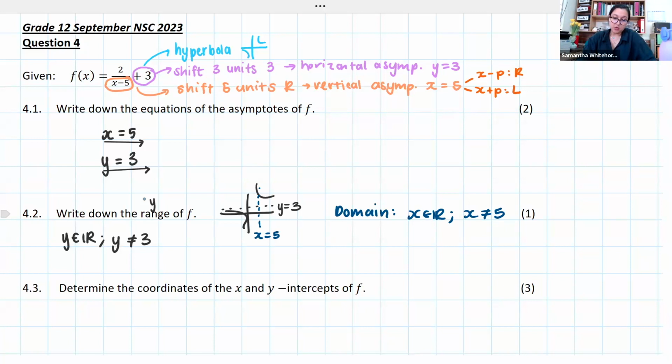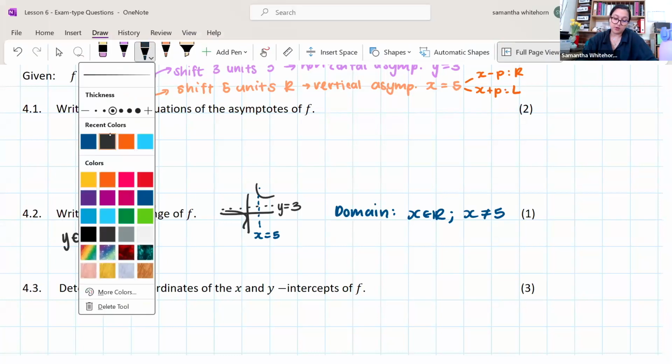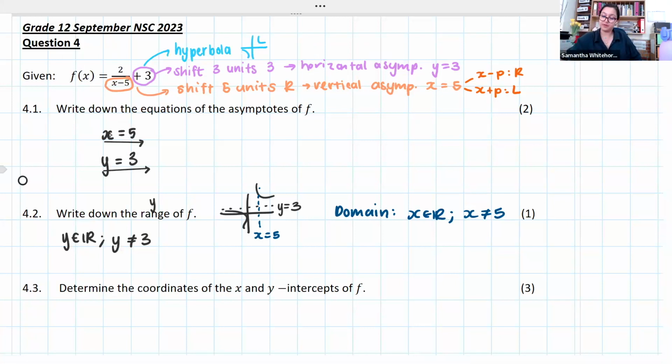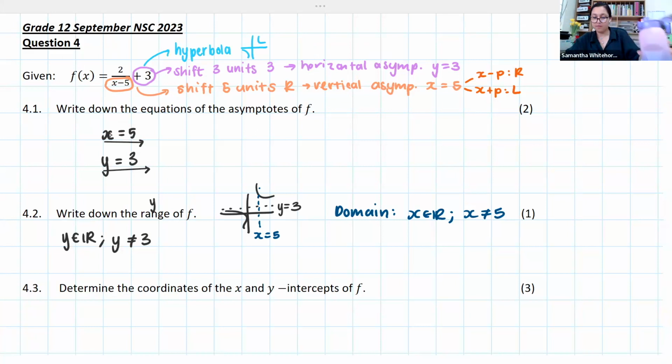4.3 says determine the coordinates of the x and y intercepts. So can someone tell me? You can raise your hand, unmute yourself, put it in the chat, whatever you're most comfortable with. How do we find the x and y intercepts of any graph? What do we do? How do I find the x and y intercepts of any graph?